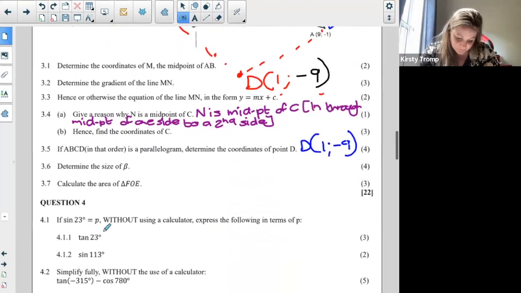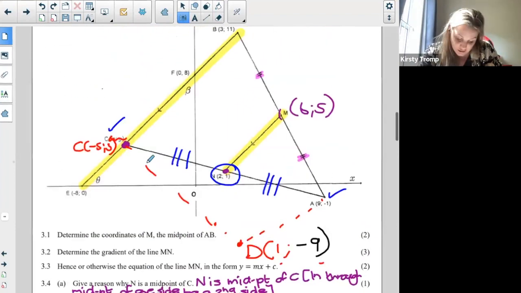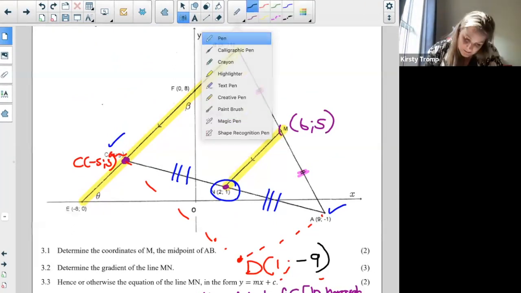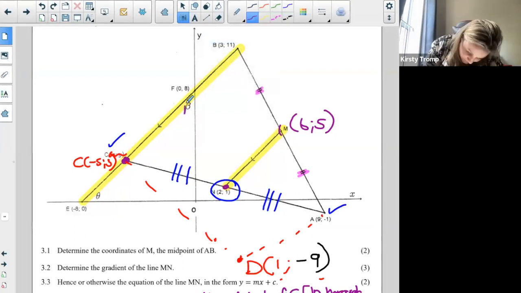All right, 3.6, determine the size of beta. So we need to go calculate the size of beta. Ugh, guys, beta's in such a weird place. Beta's over here. There's beta. Alpha's over there. Beta's over there. What size is this angle? That's 90 degrees.